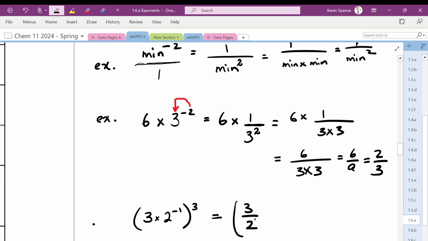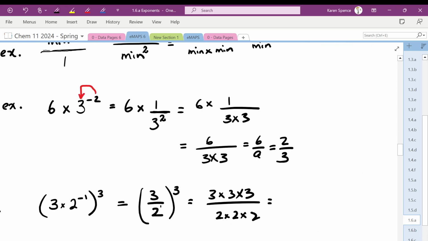It is raised to the power of 1, but you don't have to do anything with that. And then the cube still stays on the outside. And so then that would be 3 times 3 times 3 over 2 times 2 times 2, which would be 27 over 8. That's not a nice number, is it?